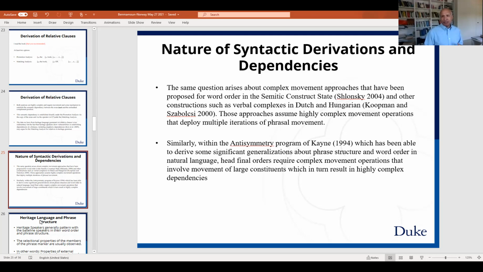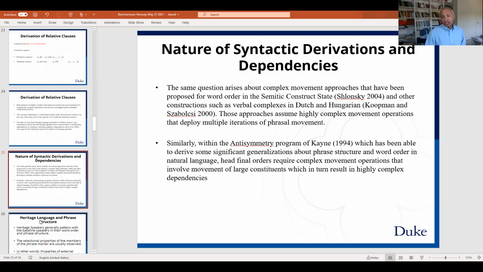So, for example, if you look at some work within minimalism and within generative syntax, you find that some of them really deploy highly complex operations. For example, the verbal complexes in the work of Zaborchi and Koopman, or how Chlonsky derived the Semitic construct state, where you get phrasal movement, many iterations of phrasal movements. And you find the same thing with the anti-symmetry model of syntax of Kayne, where you get this kind of universal schema, and therefore, to derive the head-final order in some languages, you have to introduce some highly complex syntactic operations.